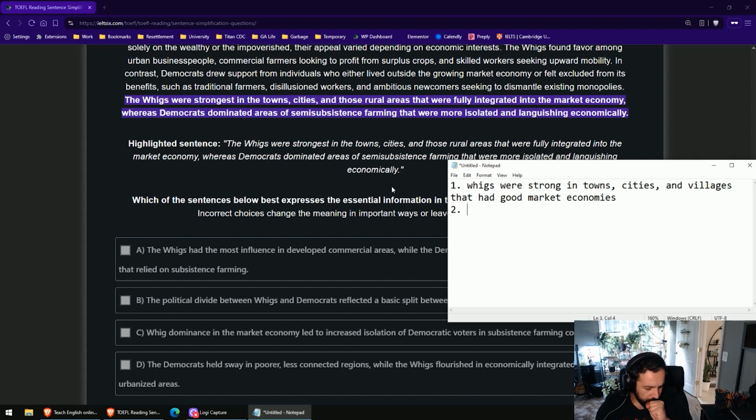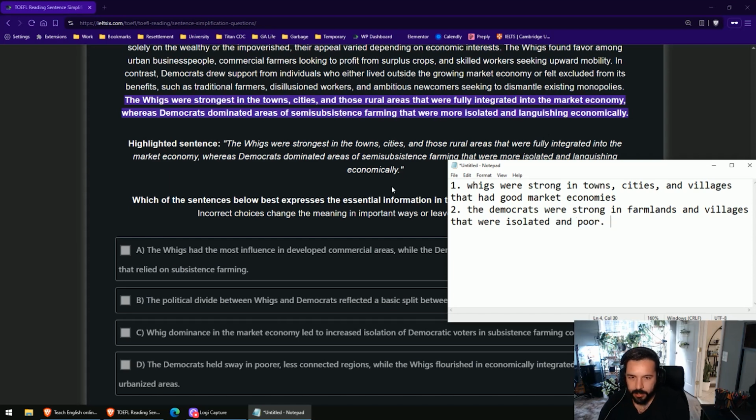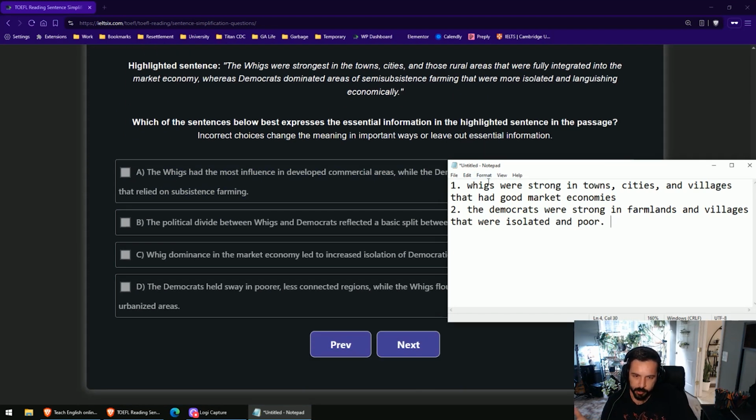Two, the Democrats were strong in farmlands and farming areas, basically, and villages that were isolated, let's say, and poor. Instead of saying suffering economically, we can just say poor. So we have two groups. Each one has its own domain.